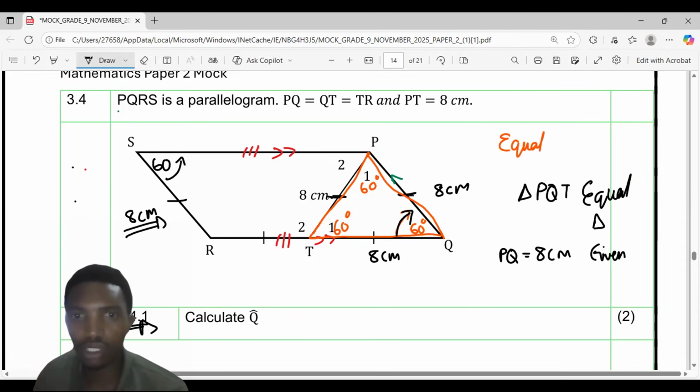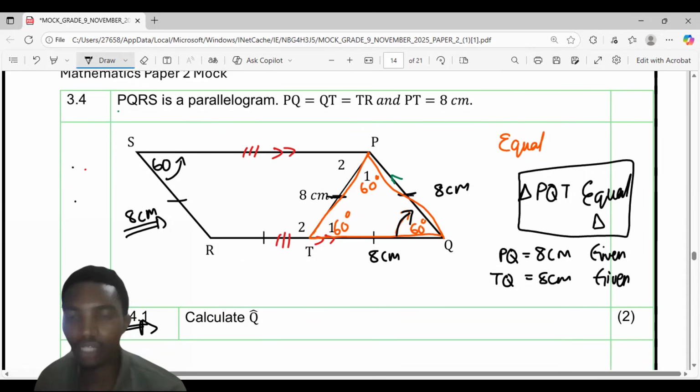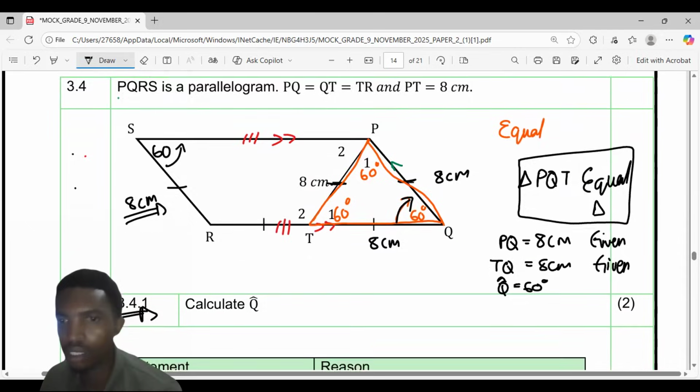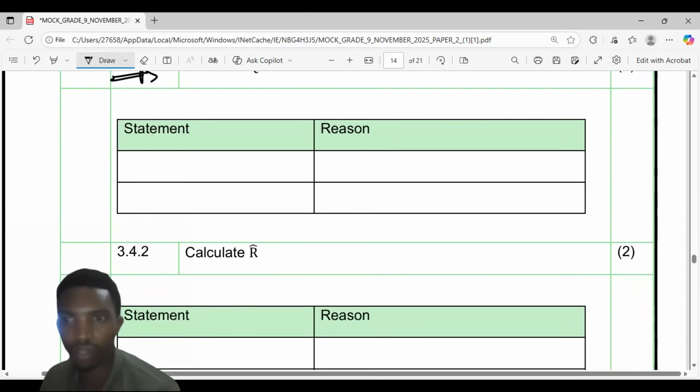And also TQ was also 8 centimeters. The reason is that we saw that it was given. Therefore, it makes that triangle an equilateral triangle. And we know that each angle in an equilateral triangle is equal to 60 degrees. So that's how we got it. Okay? So that's the first one.